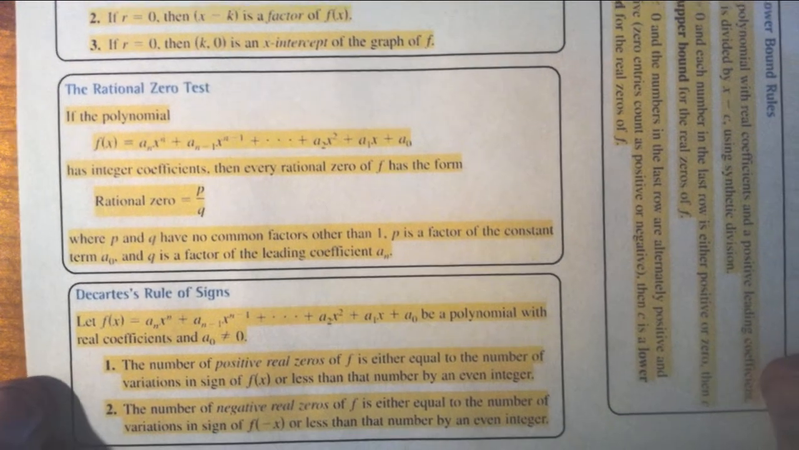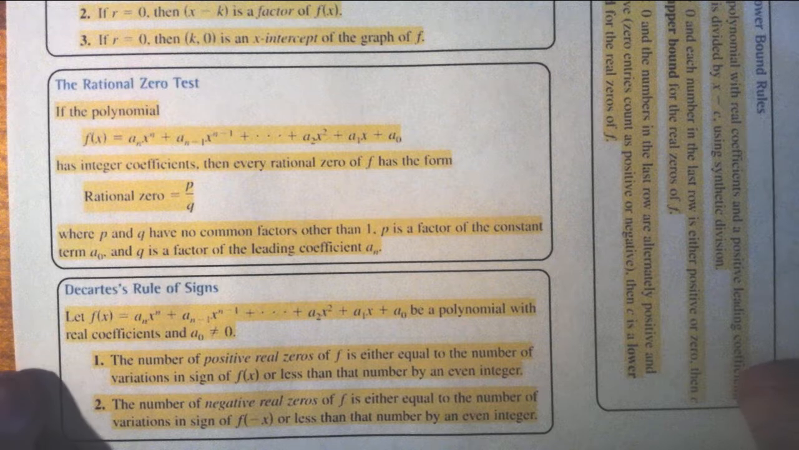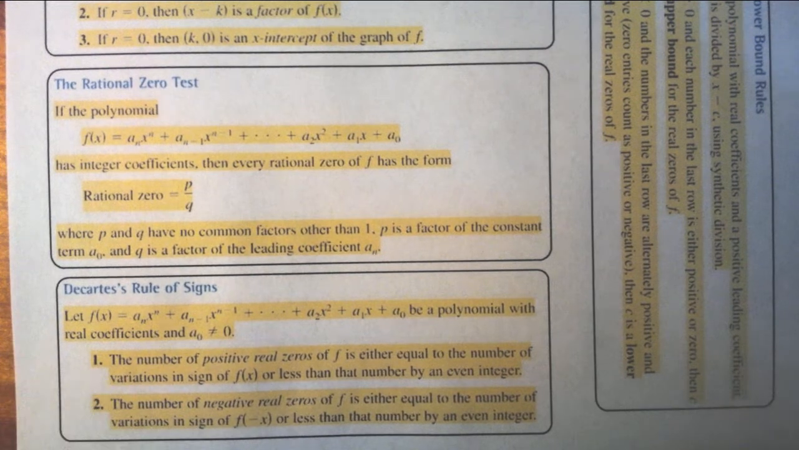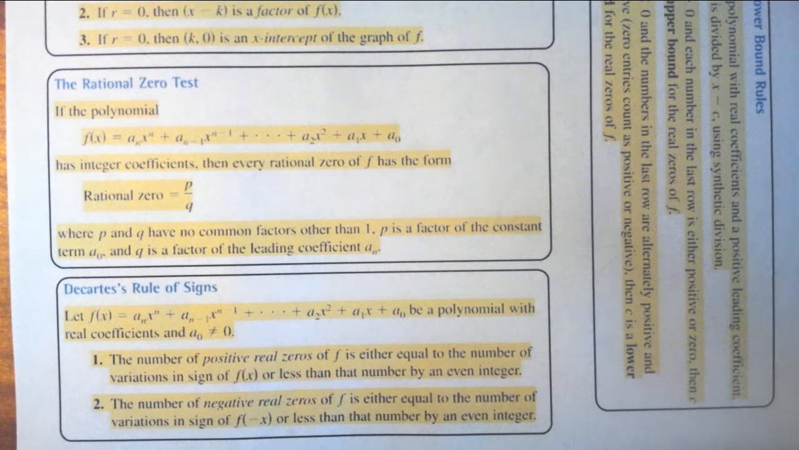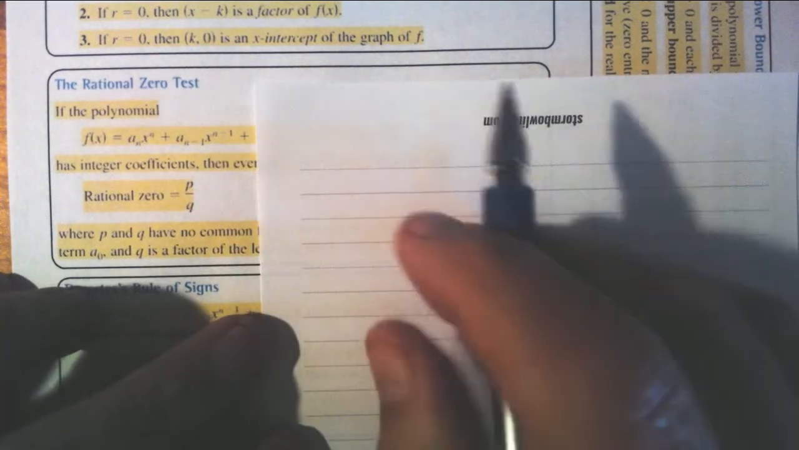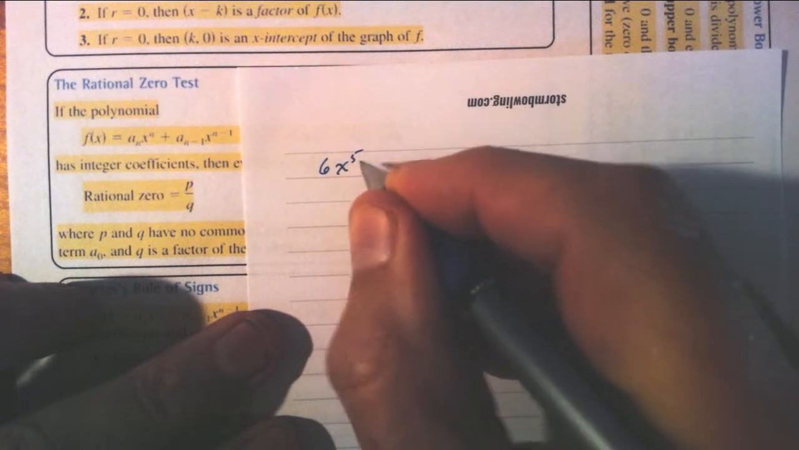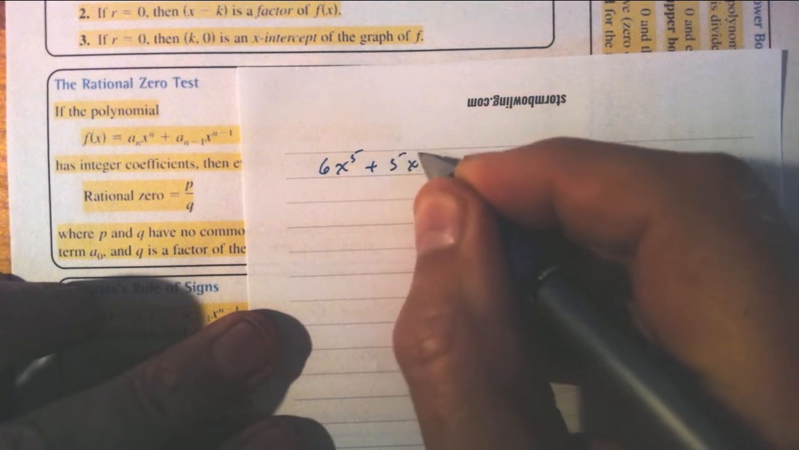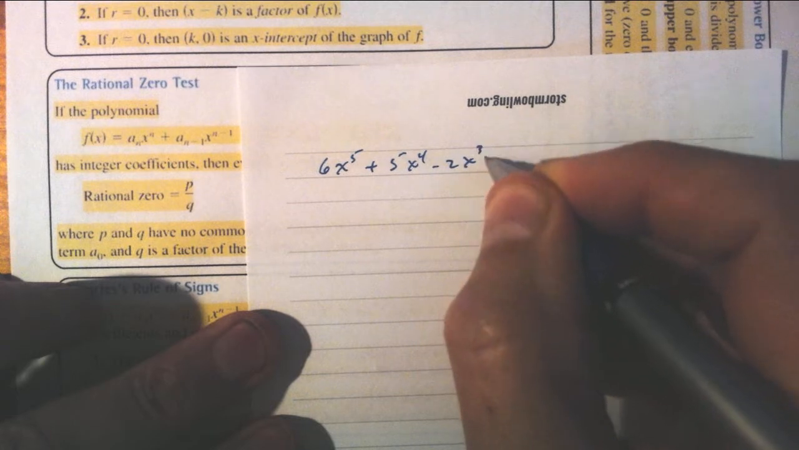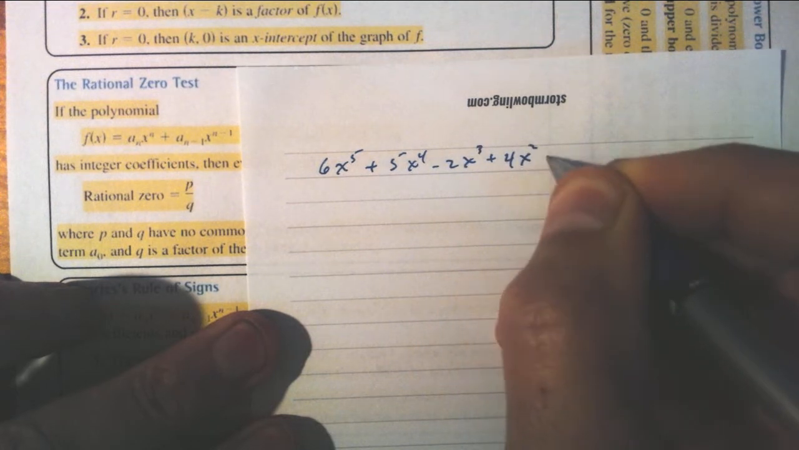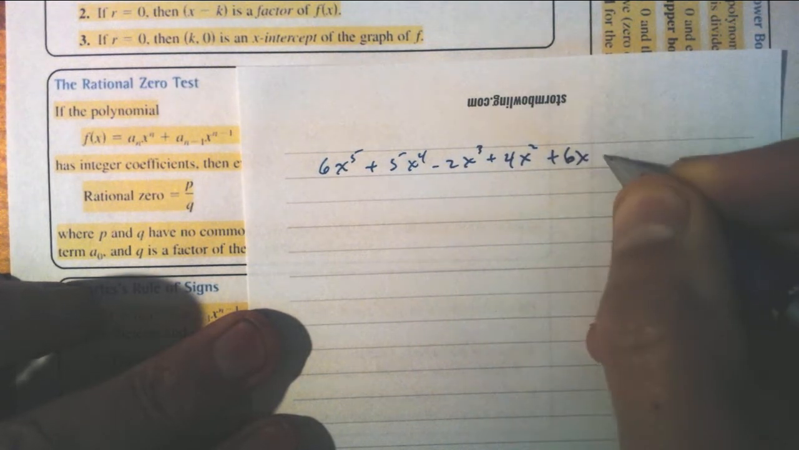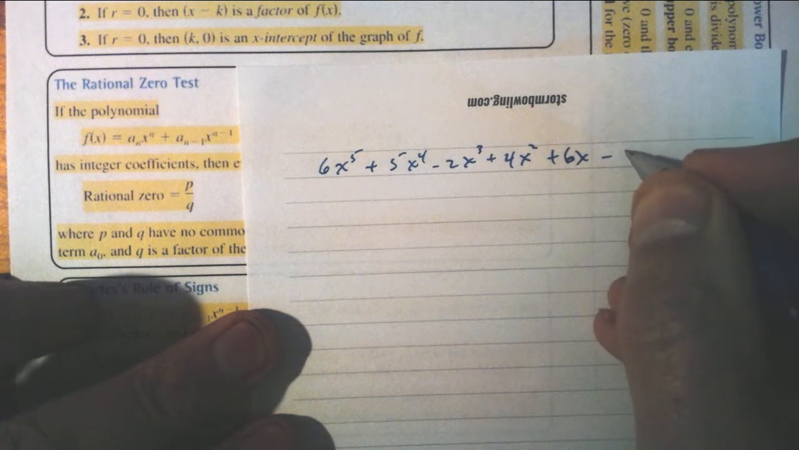Okay, the rational zero test. This one's a little bit mysterious. I'm going to break through some of that mystery with you right here. Let's say we had a polynomial that was 6x to the 5th plus 5x to the 4th minus 2x to the 3rd plus 4x squared plus 6x minus, let's say, 2.